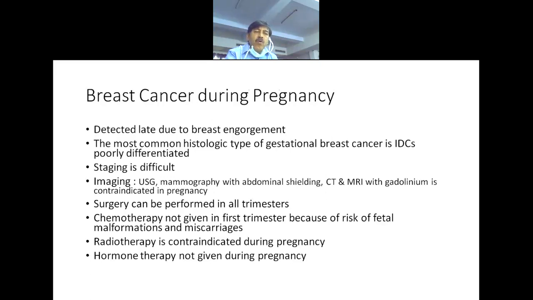And how to manage? Here, surgery can be performed in all the trimesters. Chemotherapy cannot be given in first trimester because of miscarriages and fetal malformations. Radiotherapy is contraindicated during pregnancy. That is why one of the contraindications for BCS, where radiotherapy is mandatory, is early pregnancy. And hormone therapy is not given during pregnancy. So how to manage breast cancer during pregnancy?